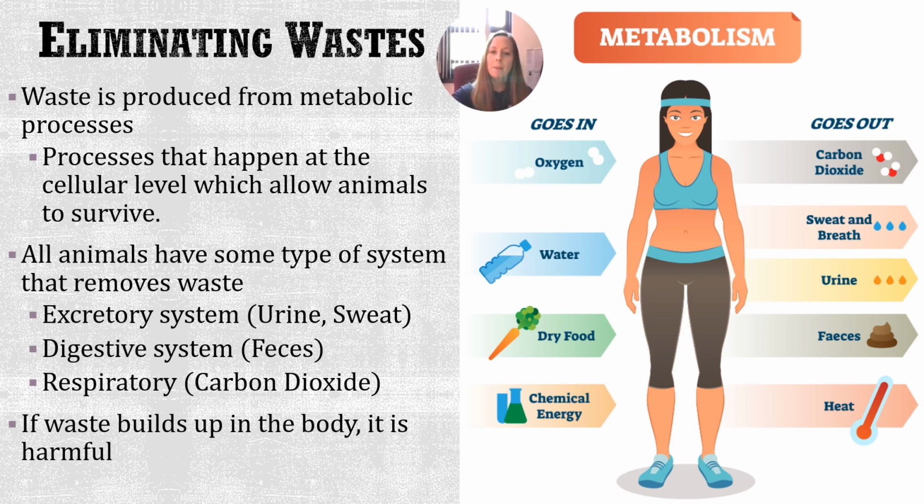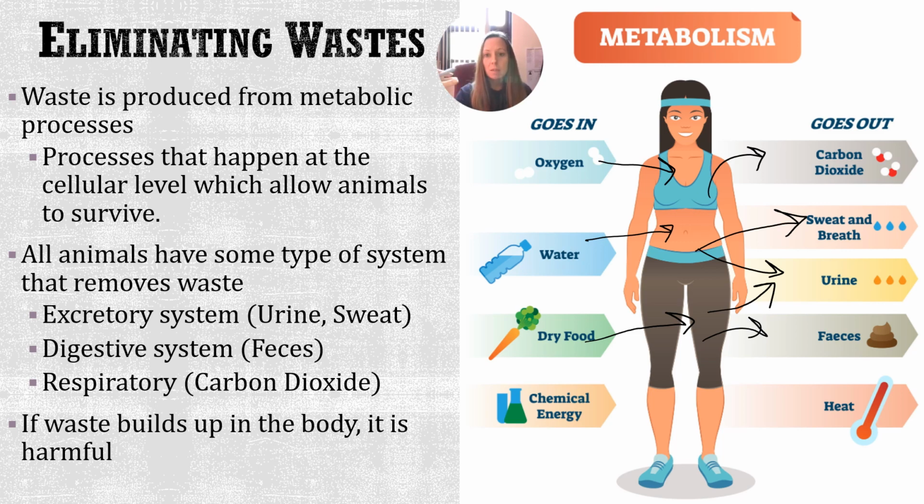So here's this picture that shows us where wastes come from. Oxygen goes into our body and carbon dioxide comes out. That's the byproduct, right? Water goes into our body and we have to sweat and breathe to get it out or produce urine to get it out. Food goes into our body, and the parts that we can't digest come out as feces or poop. And some of it comes out as urine because that's one of our byproducts of breaking down proteins.